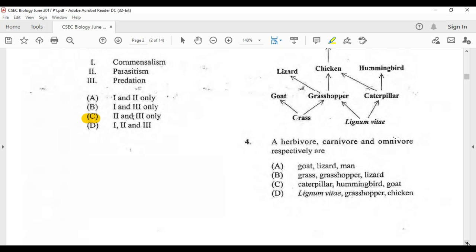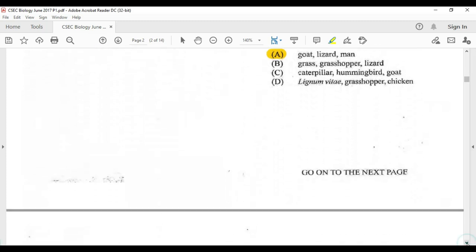Now, sadly, it is not stated here. We can't make that determination from what we're seeing on the food web, so we'll have to draw on some general knowledge. We know the goat, of course, is a herbivore. Based on what's here, the lizard is a carnivore. And we also know that man, you and I, would have nice meals of vegetables and our best meat. So A is the answer.